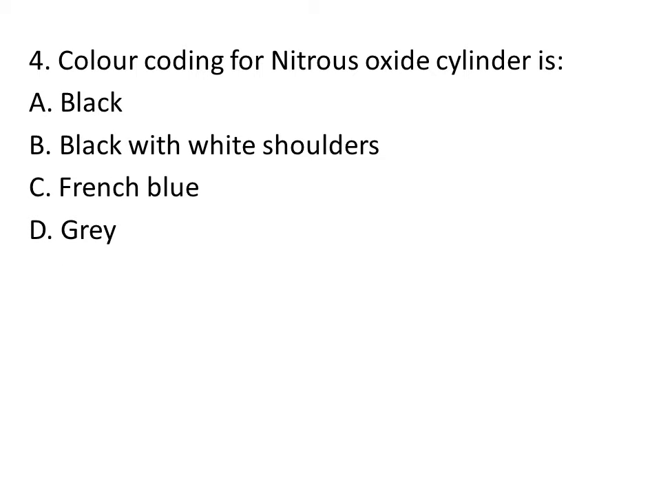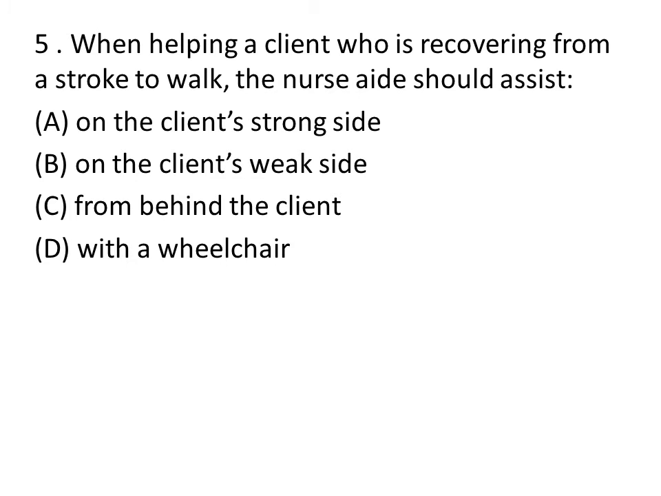Color coding for nitrous oxide cylinder is: the options are A. black, B. black with white shoulders, C. French blue, and D. grey. What is the common color for a nitrous oxide cylinder? The answer is D. grey.